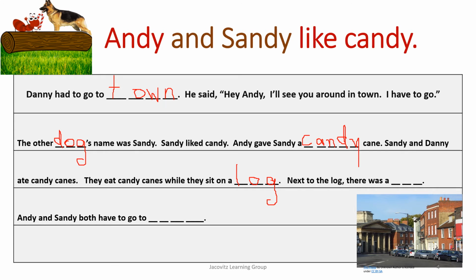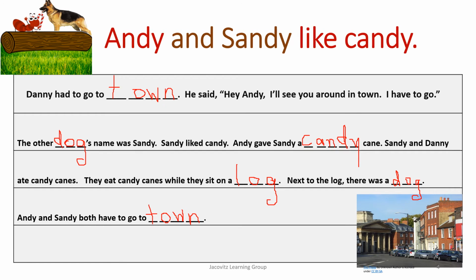Now, why aren't we saying there was an ant? Because whenever you have a short vowel, ant, you have to put an in front of it and not a. So there was a dog. Andy and Candy both have to go to where? Where's this place? Town. So you get more practice spelling it. Great job. Let's move on.